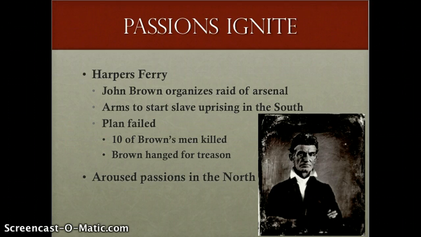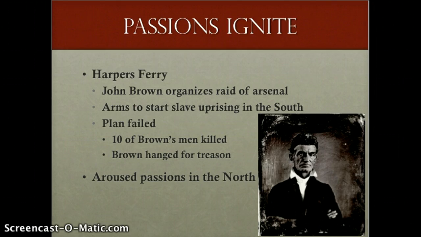John Brown, an abolitionist from the North, who had taken part in the events in Kansas that became known as Bleeding Kansas, organized a raid of the arsenal. His intent was to seize the weapons at the arsenal, distribute them to slaves, and then promote a slave uprising in the South, slaves fighting for their own freedom.